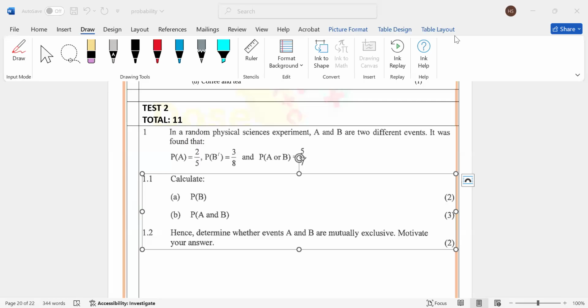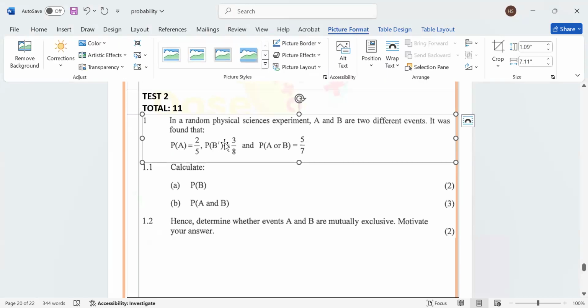So they say in test number 2, it's a top 11 marks. In a random physical science experiment, A and B are two different events. It was found that the probability of getting event A is 2 over 5, and the probability of not B is 3 over 8. You saw this small thing here. What does this represent? It represents not B. Here we have the probability of A or B. And then they started asking us questions based on this.